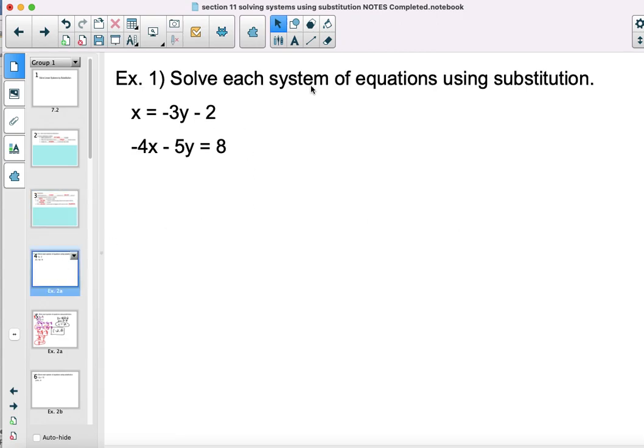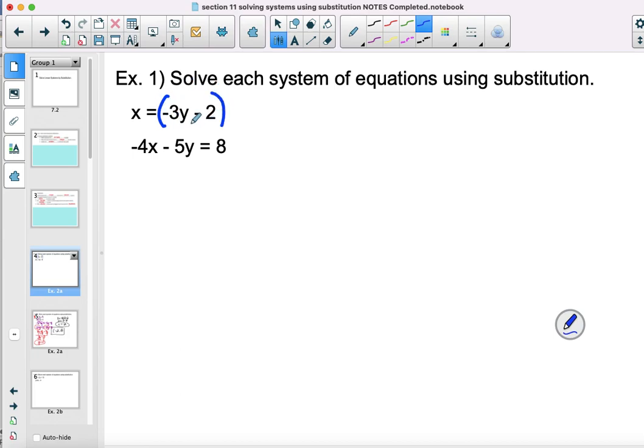This is a situation where maybe we don't have graph paper and we're not ready to graph, but I notice that in this equation we have x by itself. So we can take what x equals, which is negative 3y minus 2, and I like to plug that into parentheses. I don't put the x in parentheses, but I put the chunk that I want to plug in in parentheses. I want to replace x in the second equation with this chunk. So let's rewrite that bottom equation as negative 4 times the quantity negative 3y minus 2, minus 5y equals 8.